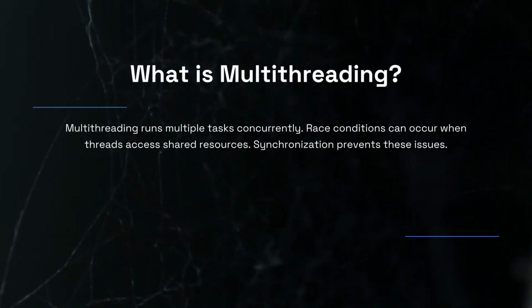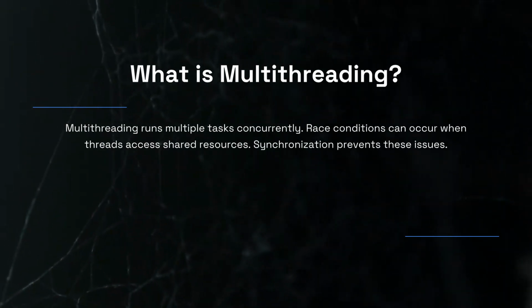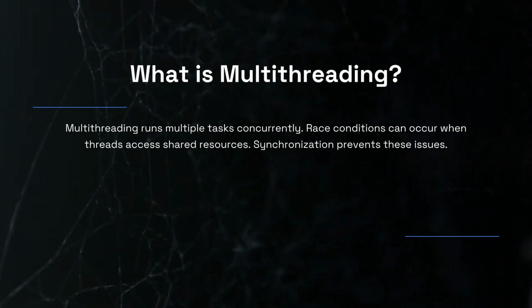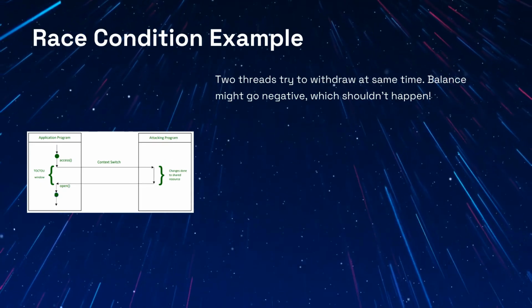Multi-threading means multiple threads executing together. It improves speed but can create issues when threads share data. That's where synchronization helps. It controls access and avoids conflicts between threads.